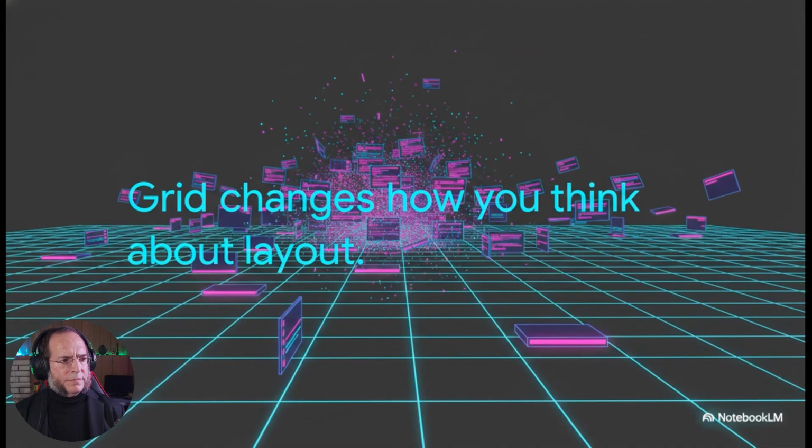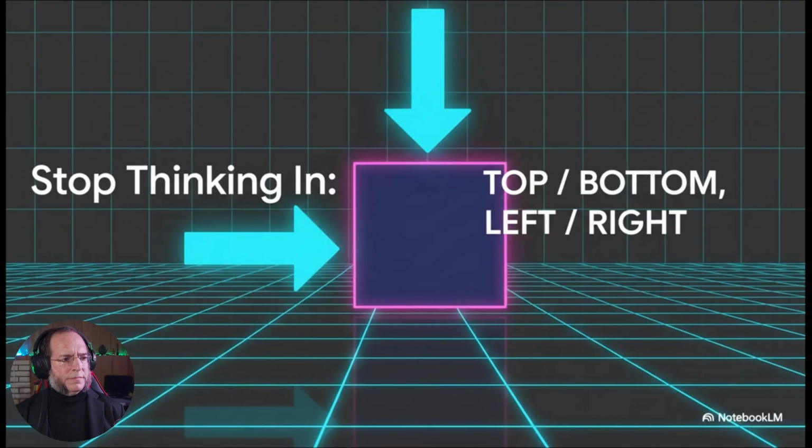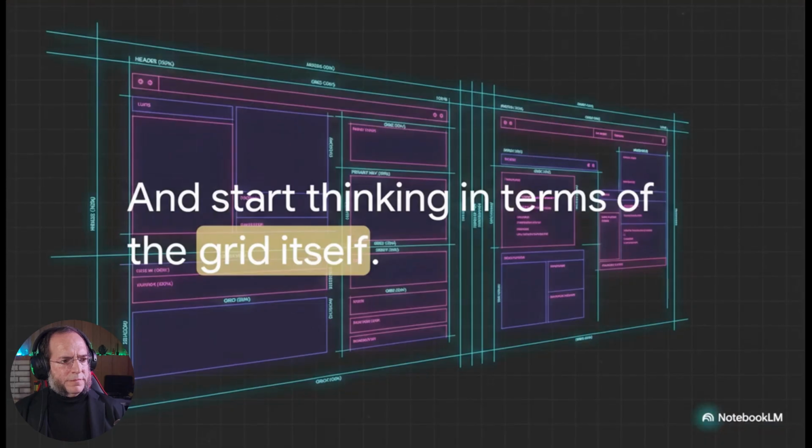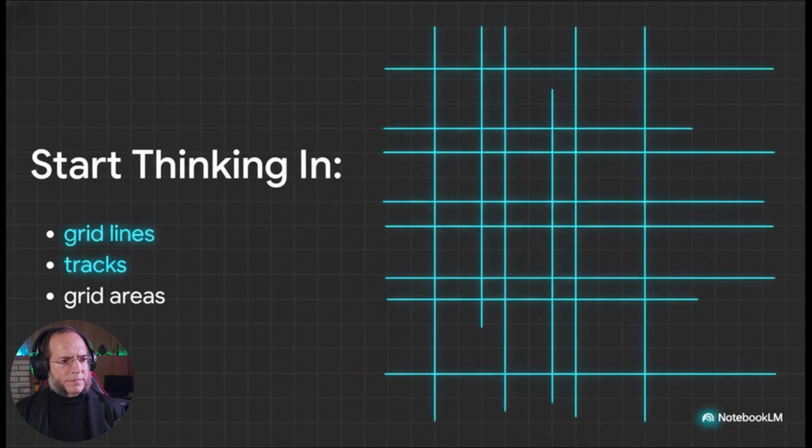You gotta stop thinking the old way. So forget about top, bottom, left and right, just let it go. And instead, you start thinking like a real architect. You learn new vocabulary: lines, tracks, and whole areas.